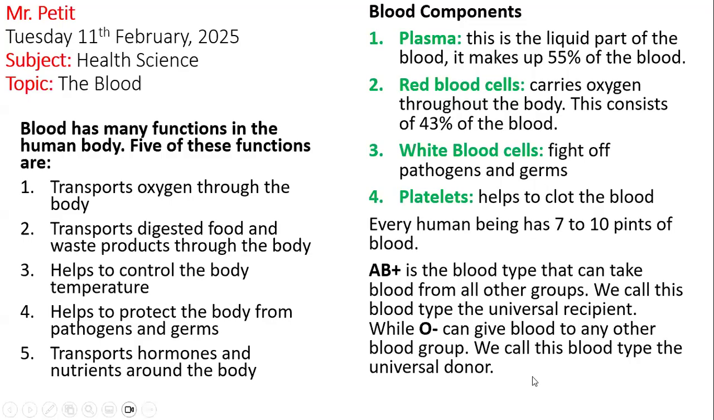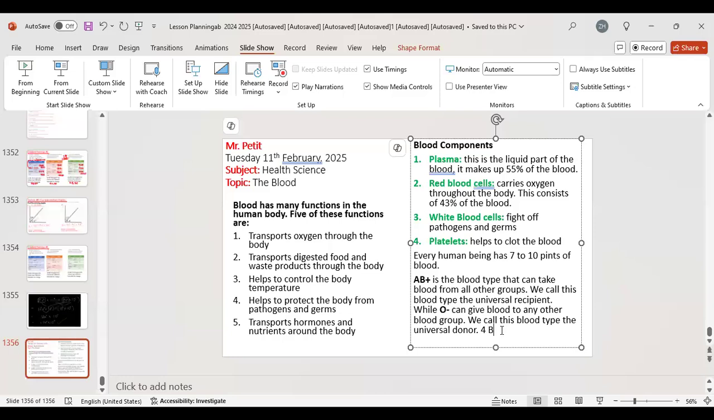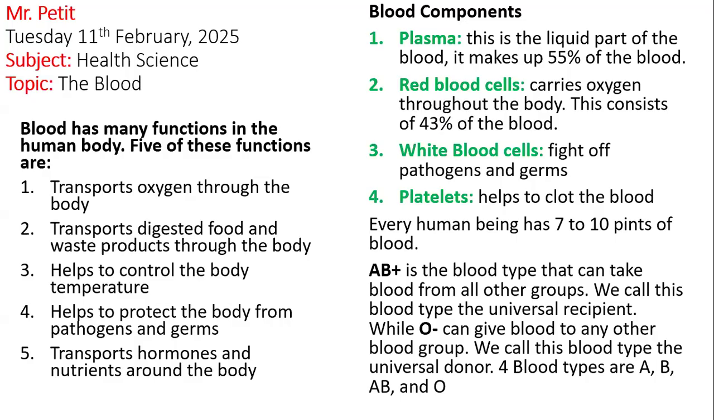Let me just write it down. The 4 blood types are A, B, AB, and O. Okay, that's all you need to know about blood.